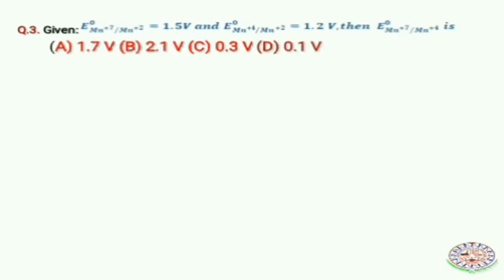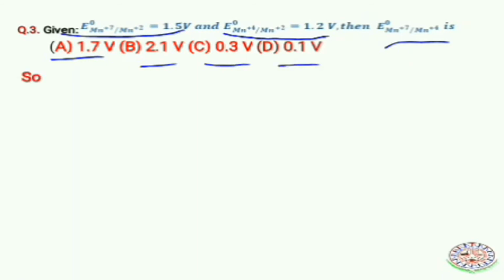Question number 3. Given E naught of Mn+7 to Mn+2 is equal to 1.5 volt, and E naught of Mn+4 to Mn+2 is 1.2 volt. Then E naught of Mn+7 to Mn+4 is? Read the question carefully. Mn+7 to +2 is a 5 electron reduction, it is 1.5 volt. And Mn+4 to +2 is a 2 electron reduction, it is 1.2 volt. Option A 1.7 volt, B 2.1 volt, option C 0.3 volt, option D 0.1 volt. Solution.